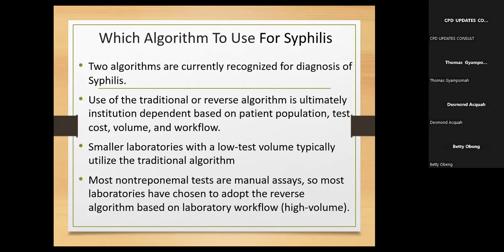But the caveat is that once it is positive, don't go ahead and report it as positive. You go back and do the RPR. If the RPR is positive, then you can confidently say that the test is positive. Now, if you go back and do the RPR and it is negative, then of course it is an indication that it is a past treated infection, and the patient doesn't have to be exposed to another treatment.